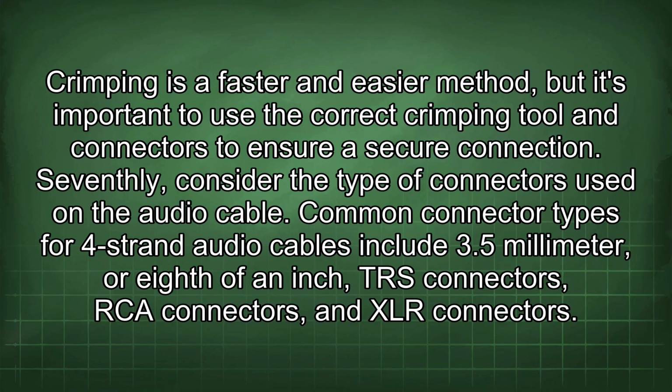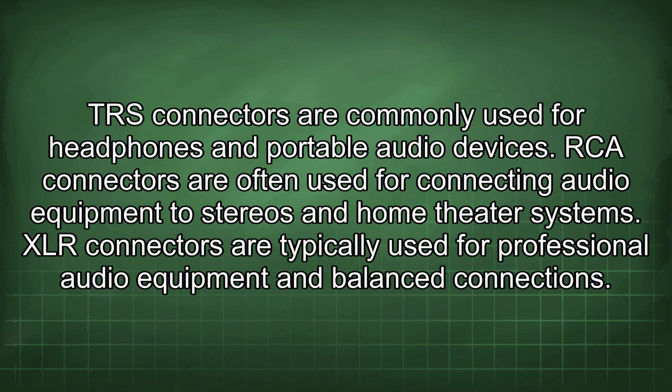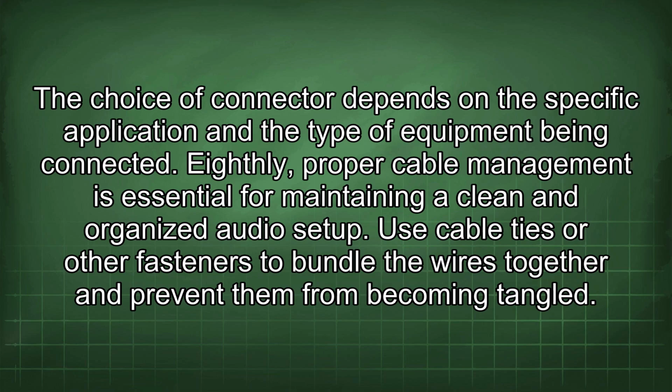Seventhly, consider the type of connectors used in the audio cable. Common connector types for 4-strand audio cables include 3.5mm or 1/8 of an inch TRS connectors, RCA connectors, and XLR connectors. TRS connectors are commonly used for headphones and portable audio devices. RCA connectors are often used for connecting audio equipment to stereos and home theater systems. XLR connectors are typically used for professional audio equipment and balanced connections. The choice of connector depends on the specific application and the type of equipment being connected.